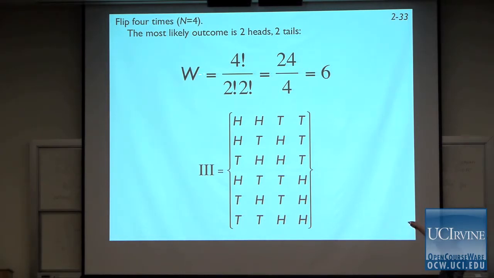If I want to know, I'm going to get 2 of each. That's a configuration. How many microstates are there for that configuration? Boom, 6. How do I know that? 4 factorial, 4 flips, 2 of each. 6 possible ways to do it. Boom, there they are.